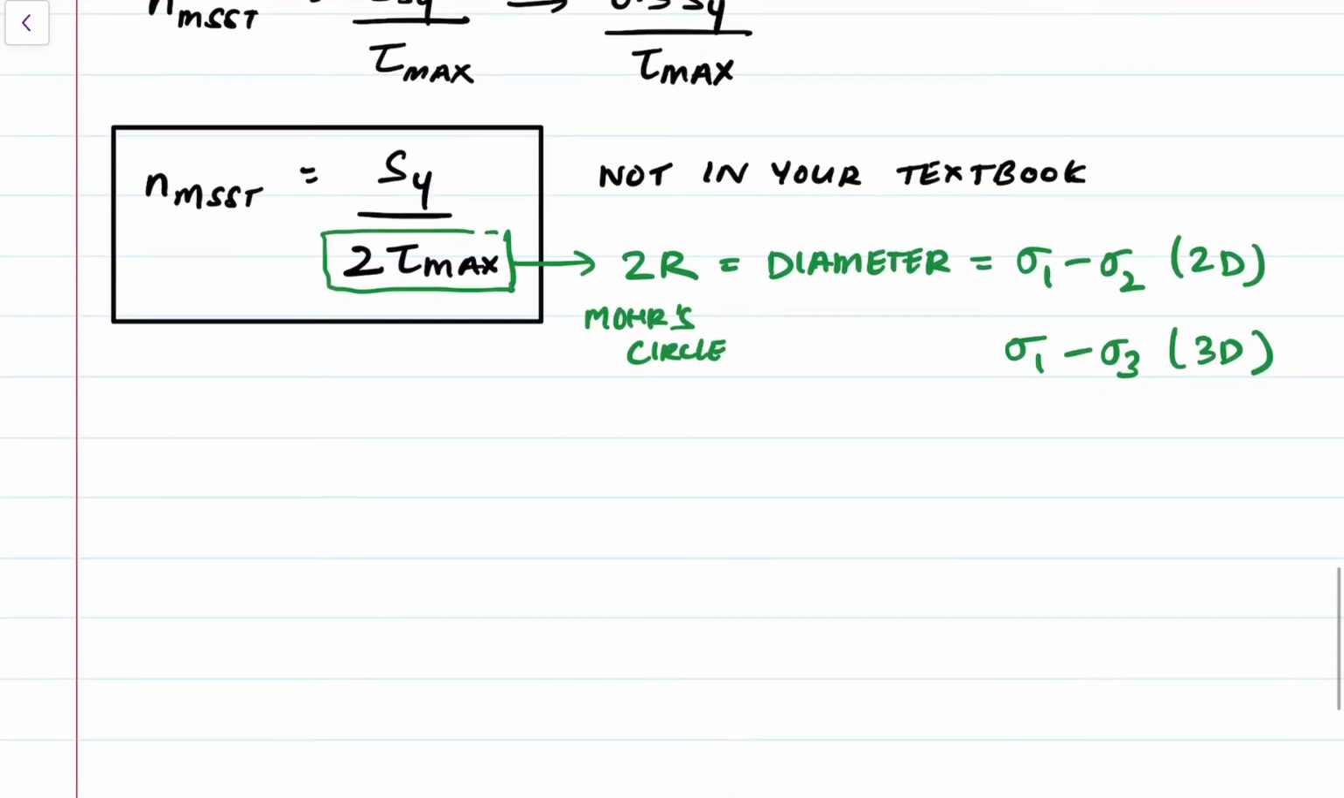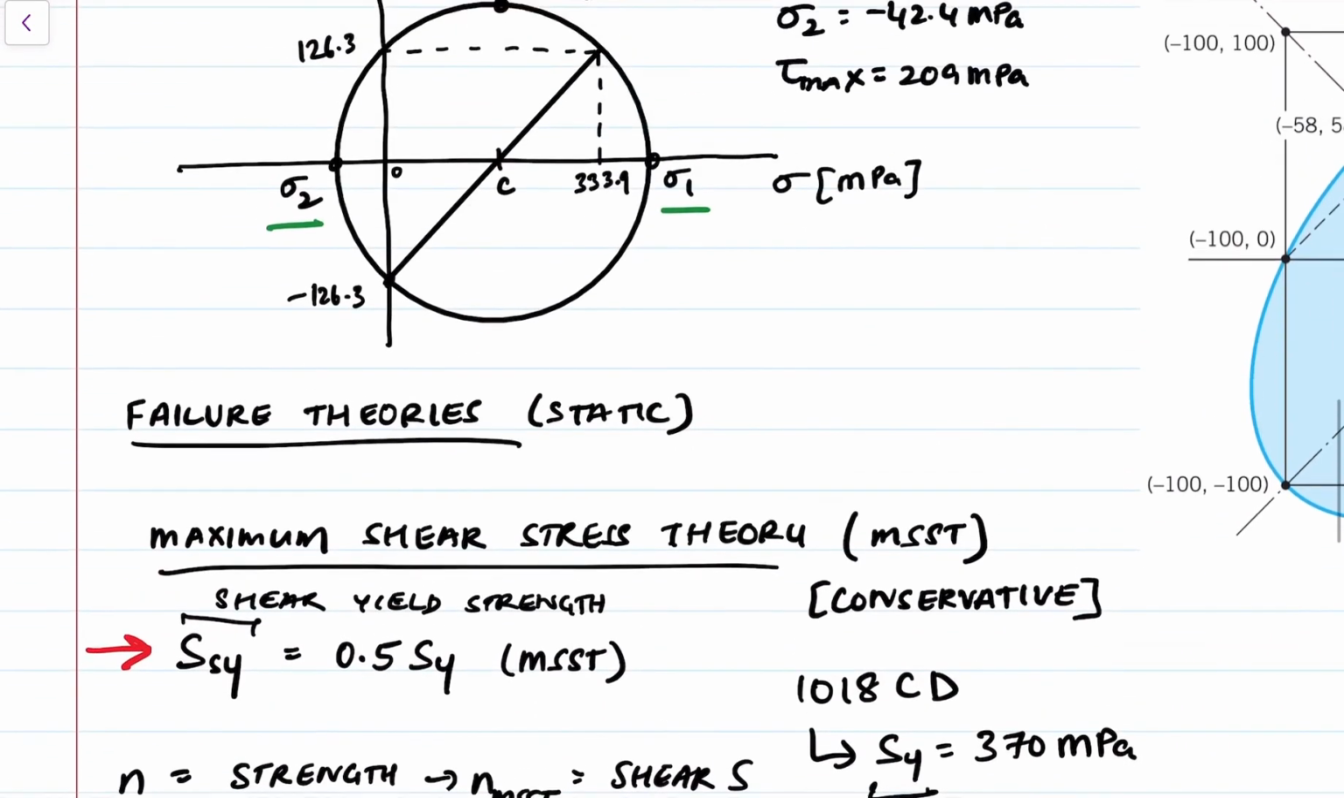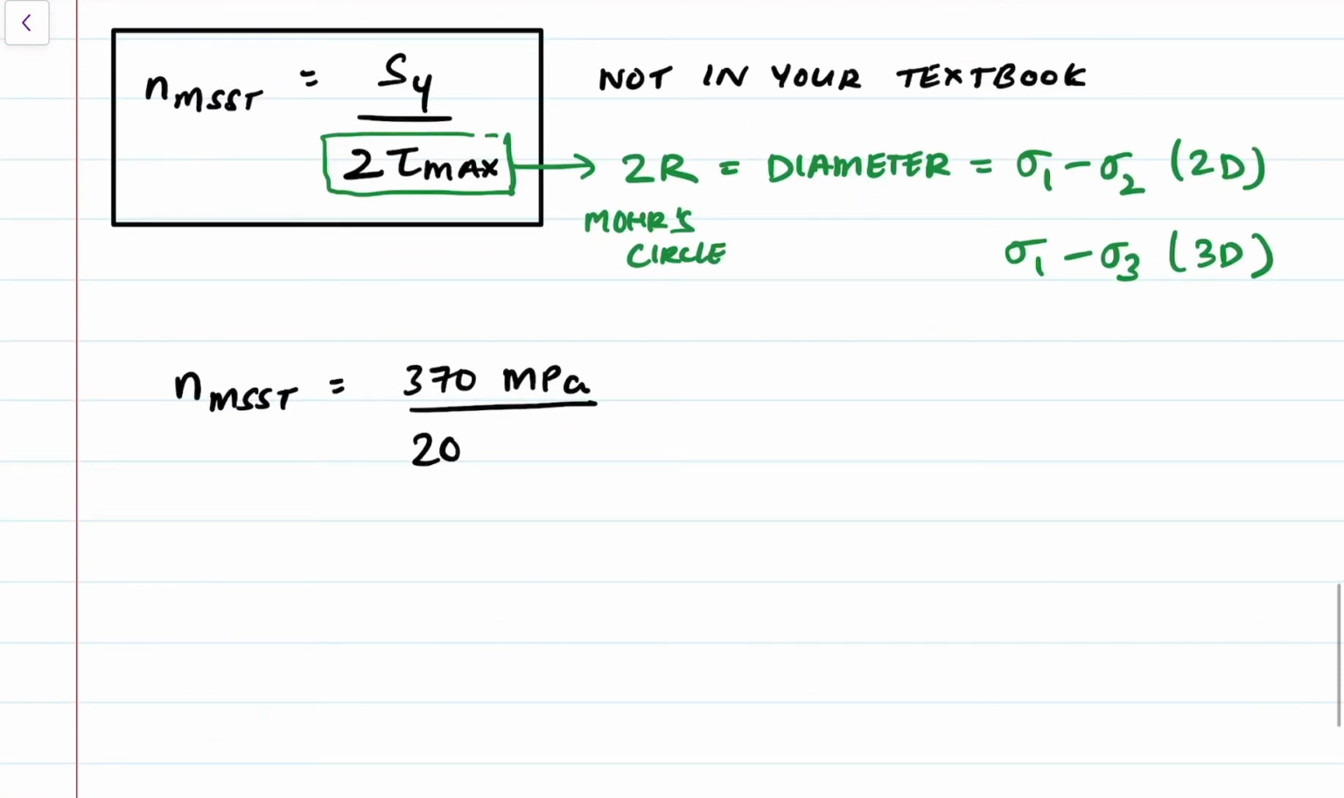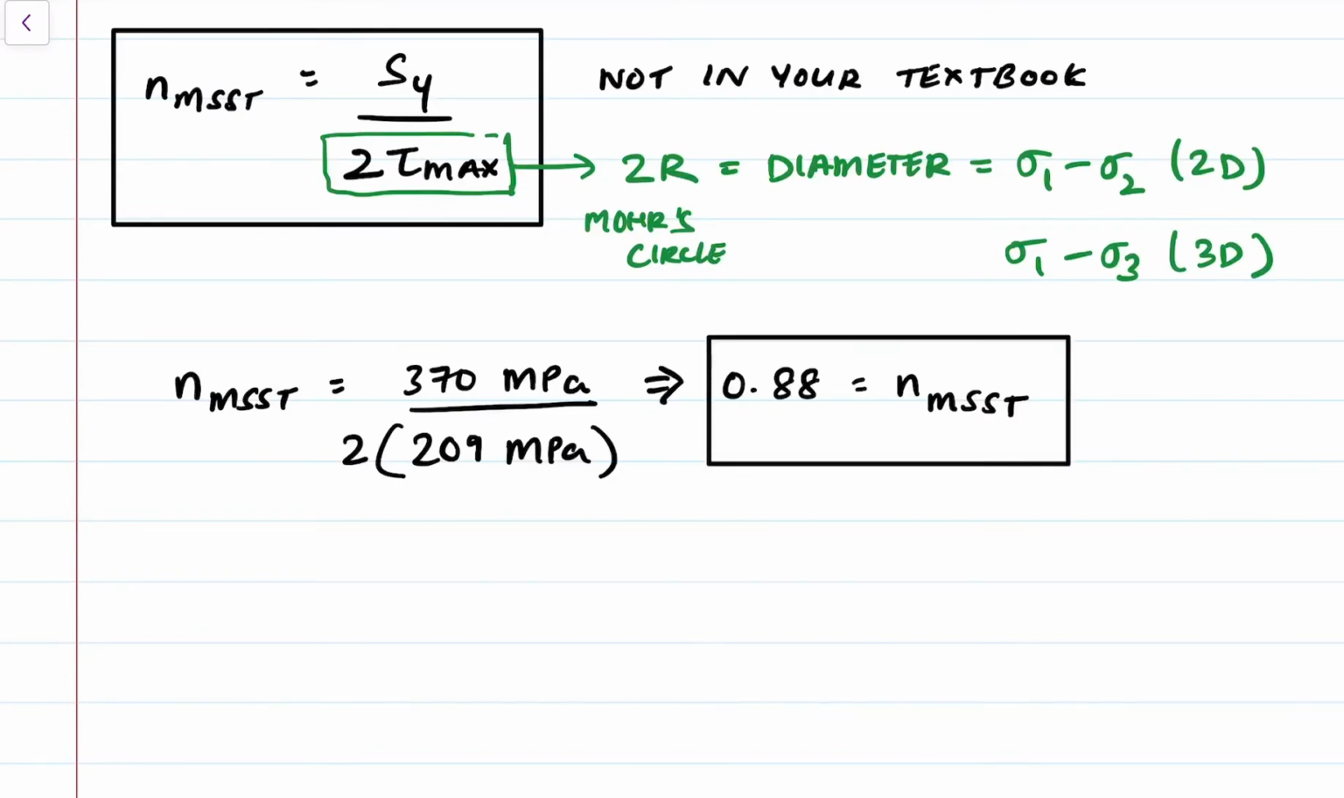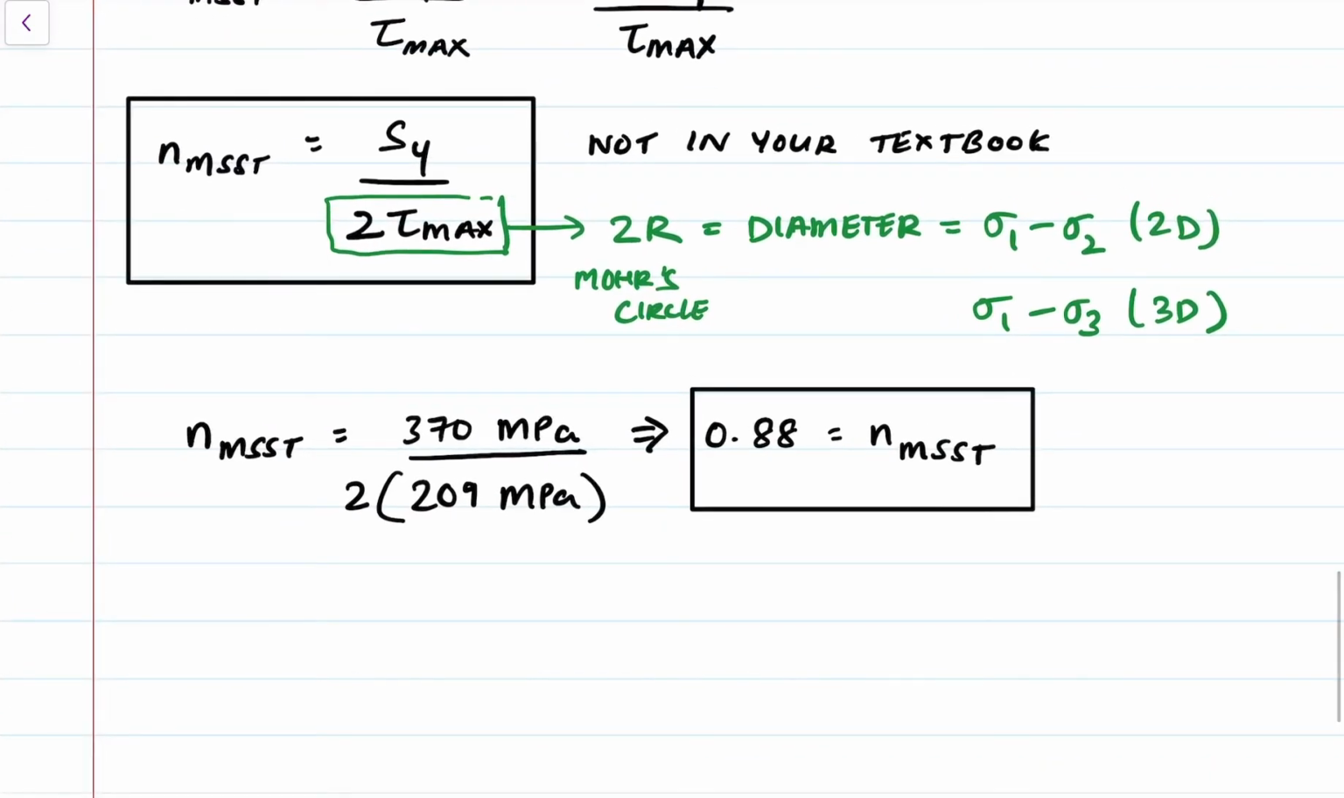So you could use the principal stresses or the shear stress from the Mohr circle to calculate the factor of safety. So the factor of safety now, if I were to compute it, is 370 megapascals divided by 209 megapascals times 2, right, is equal to 0.88. So this is N_MSST. So this basically means it's going to fail.